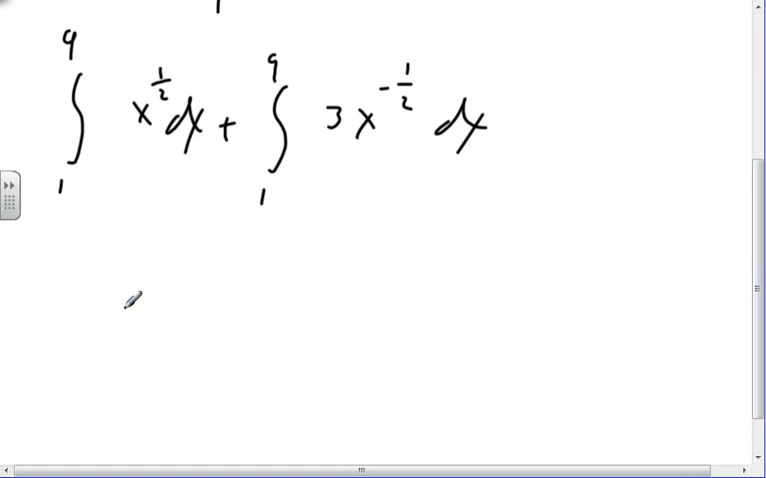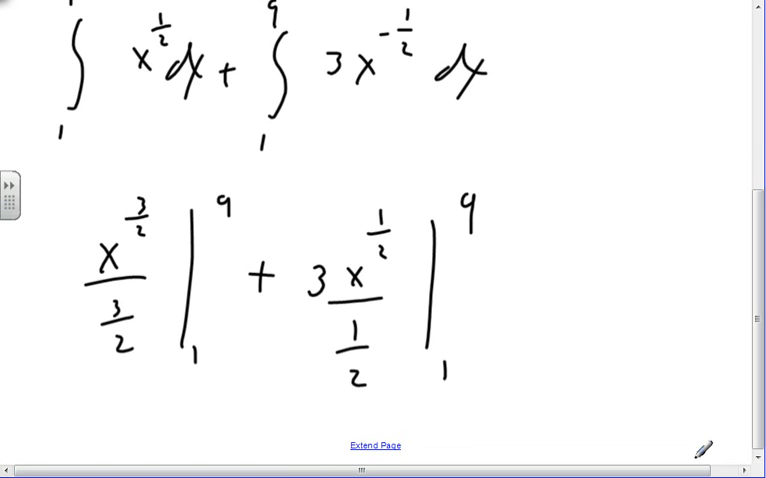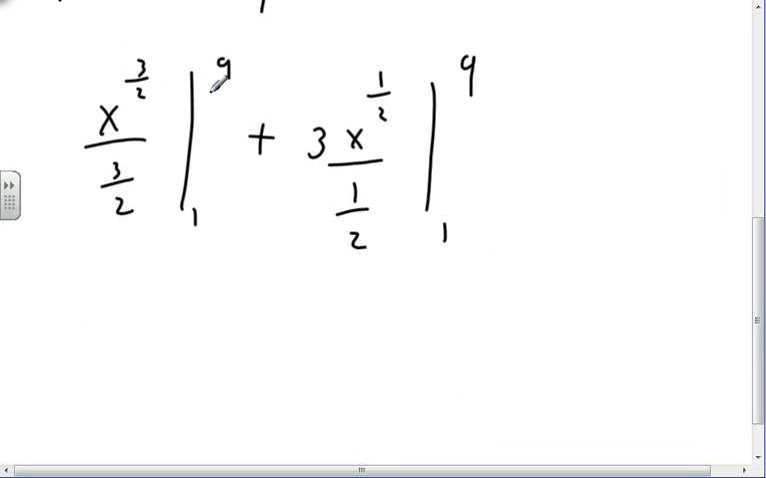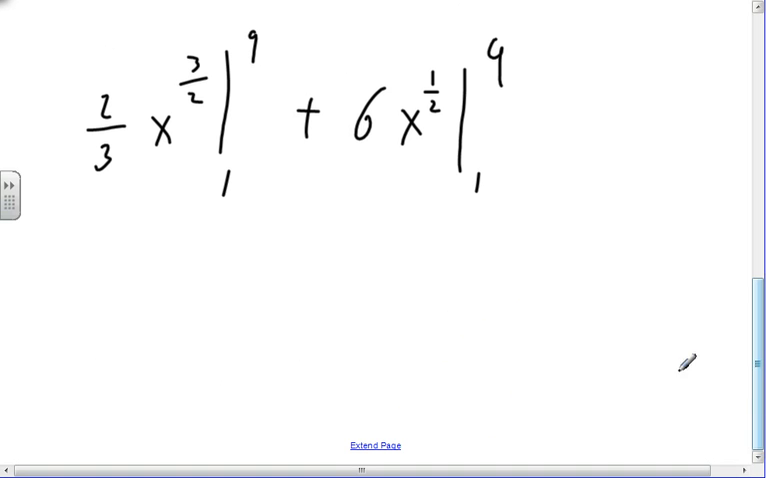All right, so this is going to be x to the 3/2 divided by 3/2 evaluated at 1 and 9, plus 3x to the 1/2 divided by 1/2 evaluated at 1 and 9. Okay, I put in the 9. Well, I'll rewrite this. 2/3 x to the 3/2, evaluated at 1 and 9, plus 6x to the 1/2 evaluated at 1 and 9. All right, I didn't have to do that step. I could have probably got away without it.